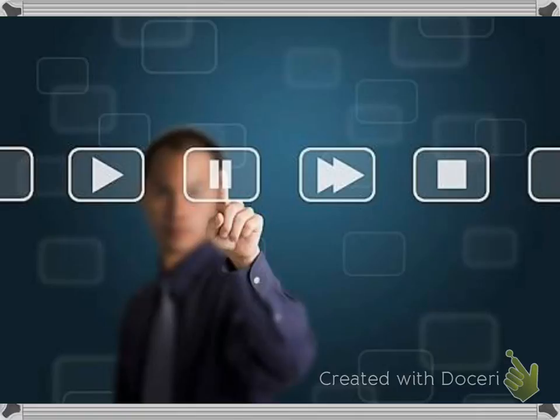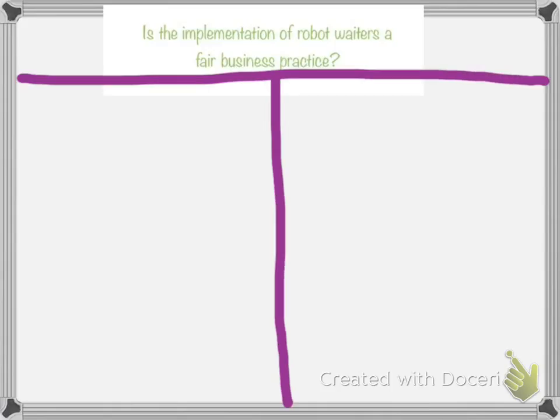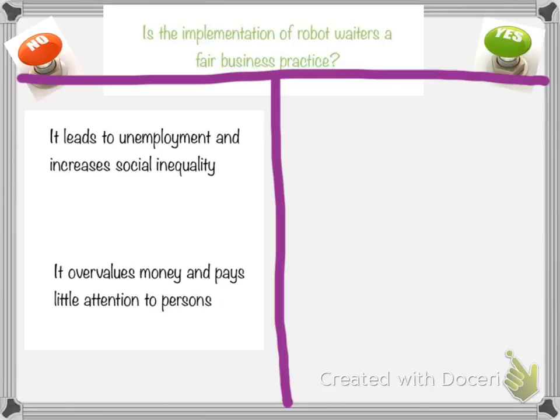The following step is to draw a chart where you can compare the pros and cons of the case that you are evaluating. On the top, write your question. On the left, write your arguments. In this case, we wrote the arguments against the implementation of robot waiters. Now, on the right, you will have to write the other side arguments. In this example, it will be in favor of robot waiters.